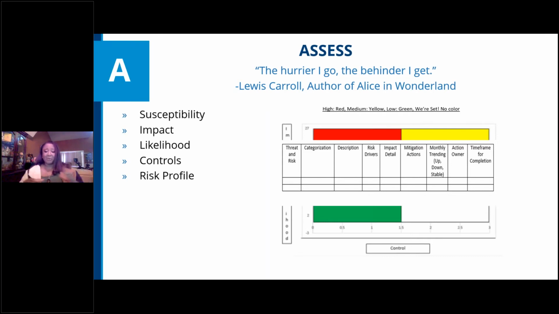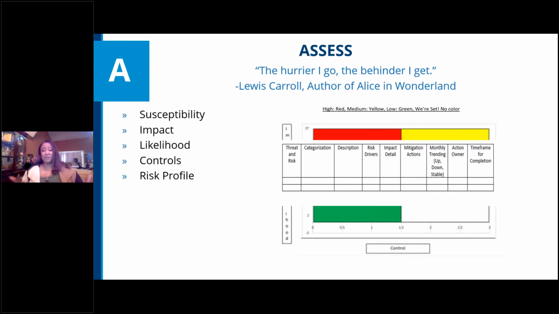This is the category, maybe high, medium, or low. Put a description of the risk and of the detail there, and understand the drivers that, with these particular things in your environment, would really continue to drive this risk and assist it in coming to fruition. Understand that impact detail. Get really clear on exactly what the impact would be to your organization, and then identify some mitigation tactics that you would take, or some actions.